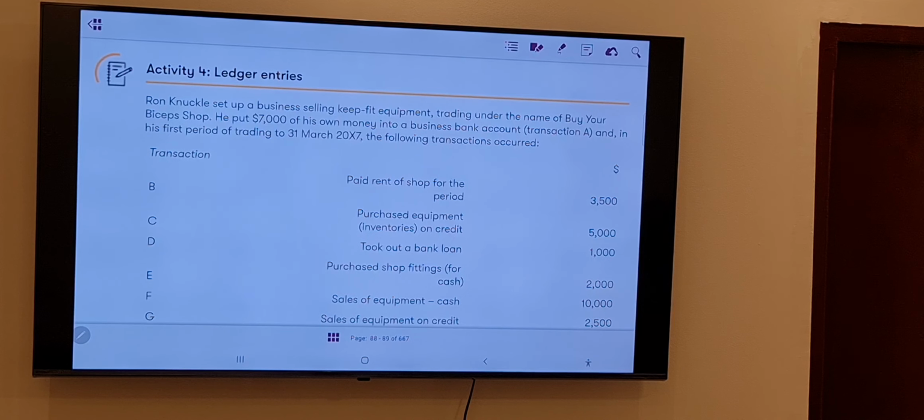Third one. Purchased equipment. Now, purchasing equipment, and within brackets they are saying inventories. So what is the business he is into? He is selling keep fit equipment machines. So, is this buying equipment like a fixed asset or for trade purpose? Trade purpose. If it is trade purpose, what is the correct description we should write? Purchases.